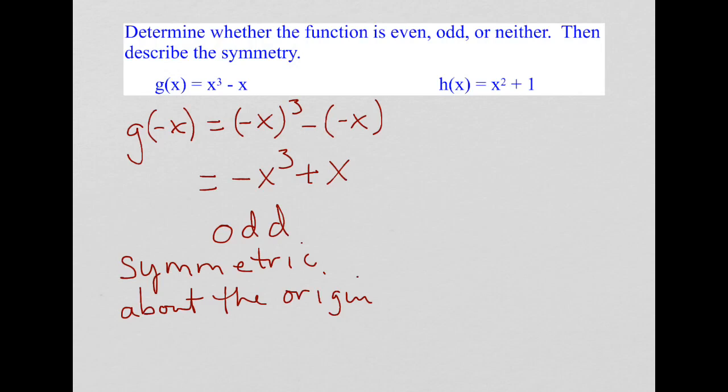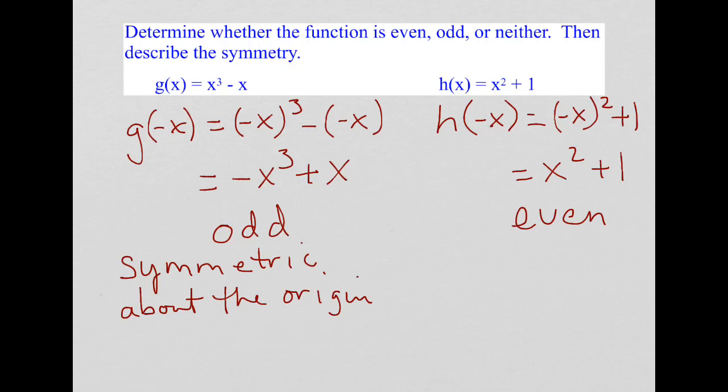If you have any questions about why it was odd or even, look at the previous slide. Our next function, h of x, is equal to x squared plus 1. We're going to do the same thing. h of negative x equals negative x squared plus 1. Well, this is going to be equal to x squared plus 1, which is the original equation, which means it's even, and it is symmetric about the y-axis.